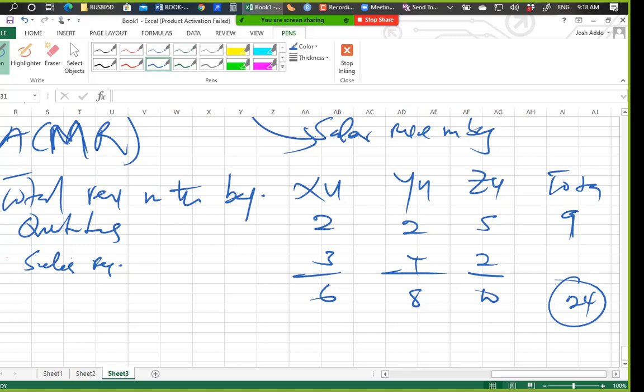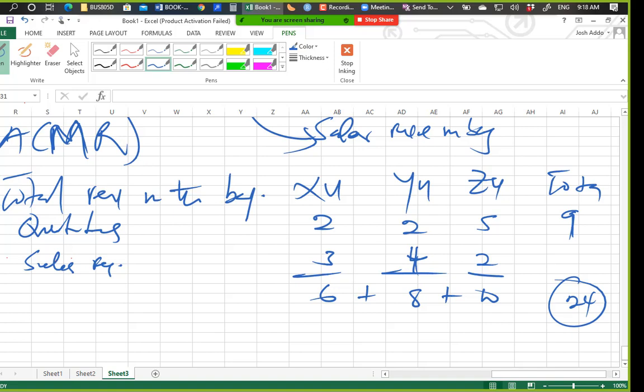So 2 XUs are in the bag, 2 YUs are in the bag, 5 ZUs are in the bag. Each XU sells for 3. So inside the bag, the sales revenue from XU is 6, 3 times 2. Each YU is sold for 4. So inside the bag, YU is bringing total revenue of 8, 2 times 4. And the same thing is done for ZU. And then when you add their sales revenue together, you get 24. If you had used the gross figures, you would have gotten 24,000. If you remember, 24,000 was the total sales revenue for them, which we split into the 3:4:5.